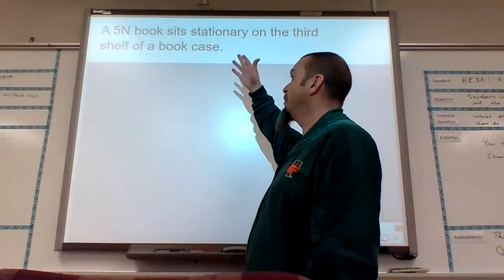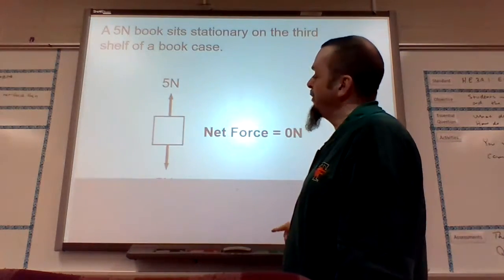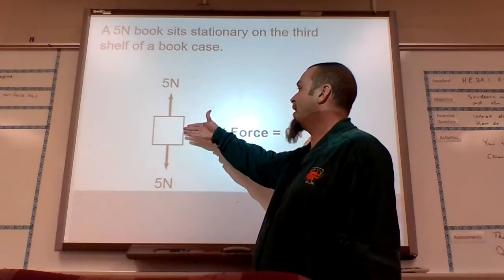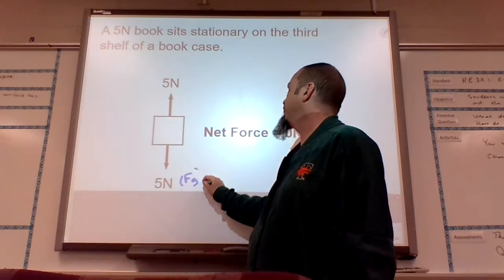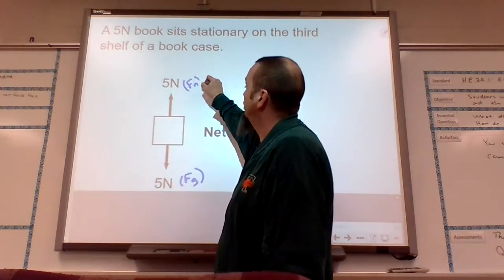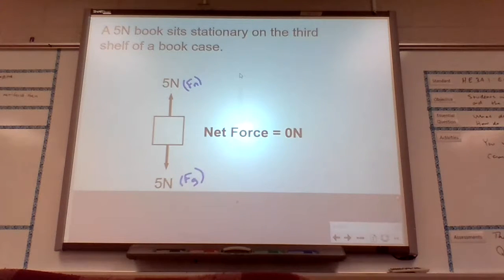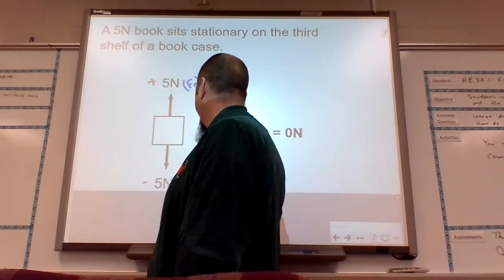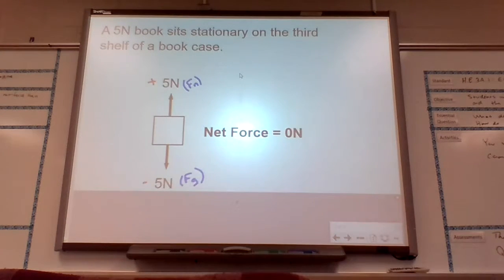It's sitting on the third shelf of a bookshelf. That means this shelf has to be pushing up on it with a 5 Newton force. So we get this. Again, free body diagram. It's a box to represent the object. That's the book. This is the force of gravity pulling down on it. This is the force of the shelf pushing up, or the normal force, as we call it. They're in opposite directions, so we can subtract them. 5 minus 5 is 0. So again, just add them up using positive for the upward, negative for the downward. Positive 5 plus negative 5. Still get 0 no matter how you cut it.